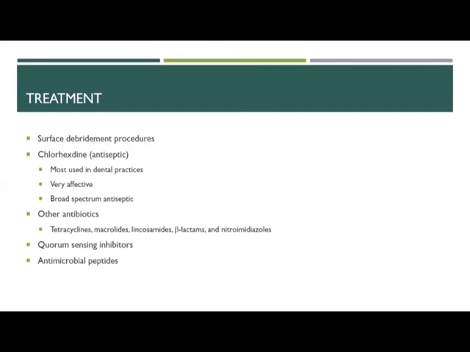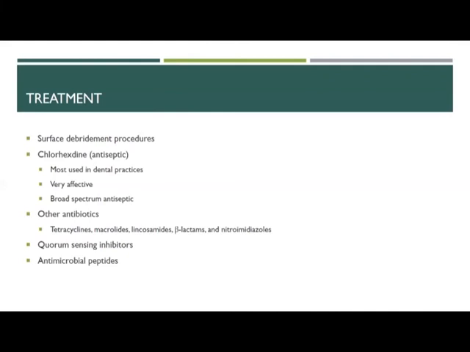A lot of times when periodontitis is bad enough, they'll have to use antibiotics as well. So tetracyclines, macrolides, lincosamides, beta-lactams, and nitroimidazoles. And it's a long list because P. gingivalis is becoming more resistant to these antibiotics. But if the dentist can't reach it in the pockets of the mouth because it's too deep, or it spreads throughout the body, antibiotics are the first step that they're going to go for. But with increasing resistance to these antibiotics, researchers are looking for other ways to treat the bacterial infection.